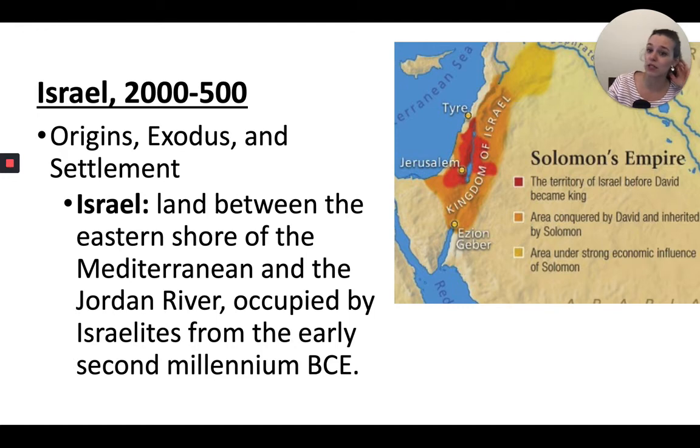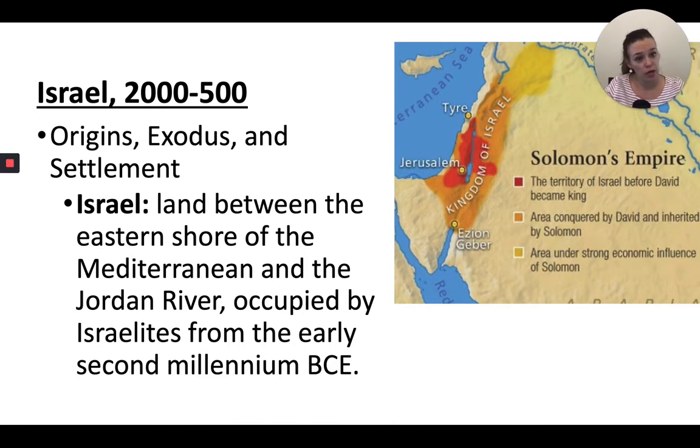All right, let's talk about Israel. In the beginning, Israel is not a political state. It begins as just a people group. So when we refer to Israel, we refer to the land between the eastern shore of the Mediterranean and the Jordan River, occupied by the Israelites from the early 2nd millennium BCE, so about 2000 BCE. So it was settled first by Mesopotamia.